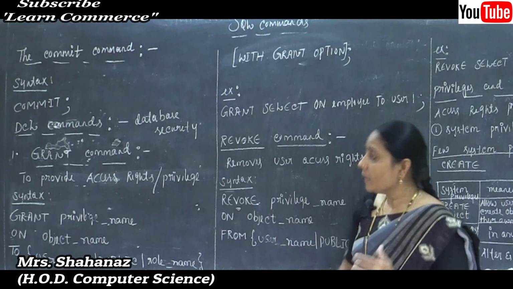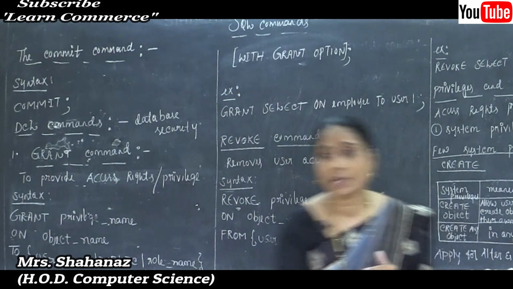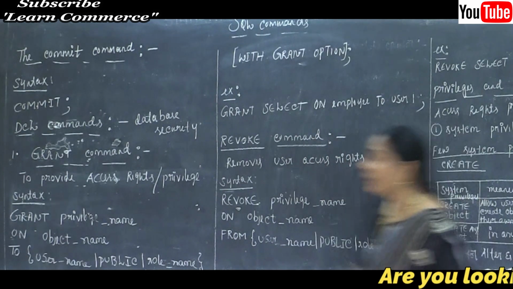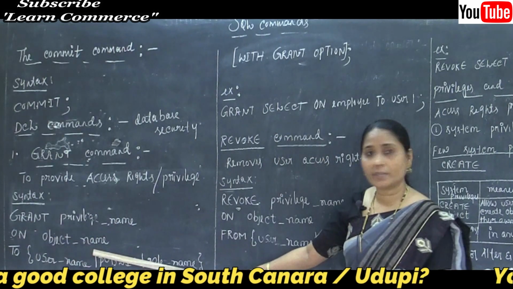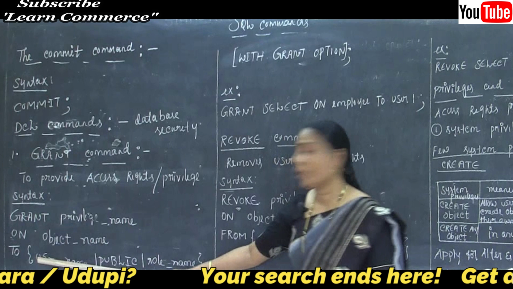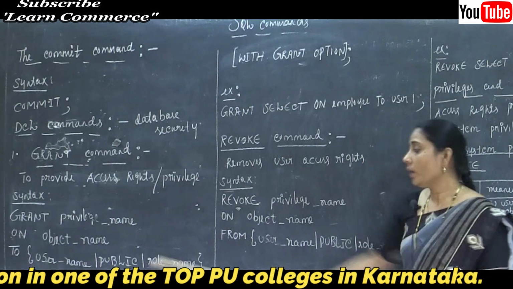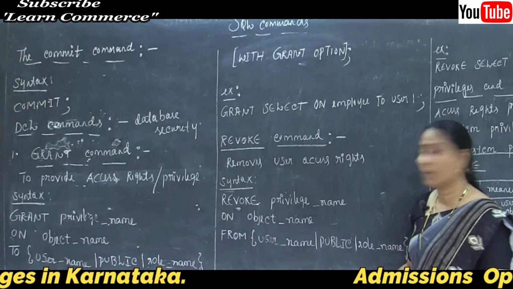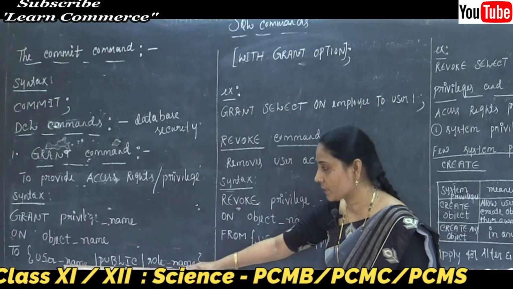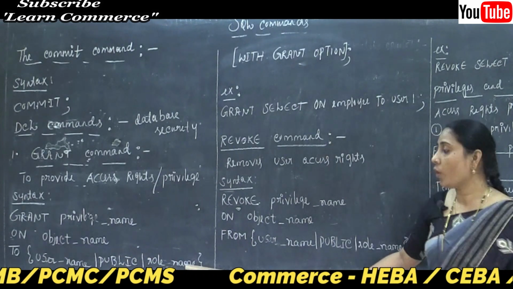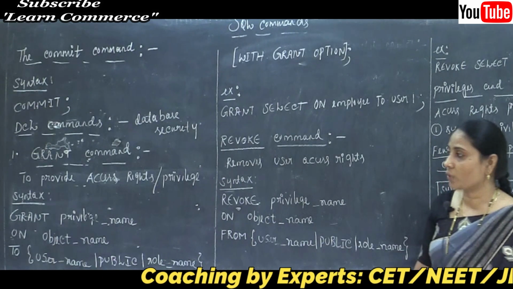And now let's see the syntax, the basic syntax for the grant command. The basic syntax for the grant command: GRANT privilege_name ON object_name TO, opening curly bracket, user_name or PUBLIC or role_name, closing curly bracket. That means anyone, it is an optional case, maybe you have to use user_name or public or role_name. Clear this point? So this is the syntax of our grant command.